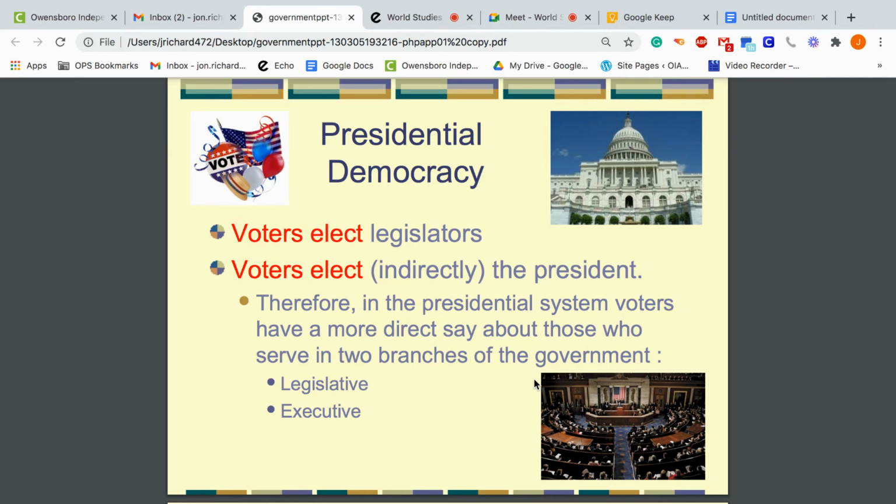So, since in a presidential democracy the citizens vote for both the legislators and the president, that little bullet below there on presidential democracy, voters have more power and say. Okay? Voters have more power and say, because we vote for both the legislative branch and the executive branch.